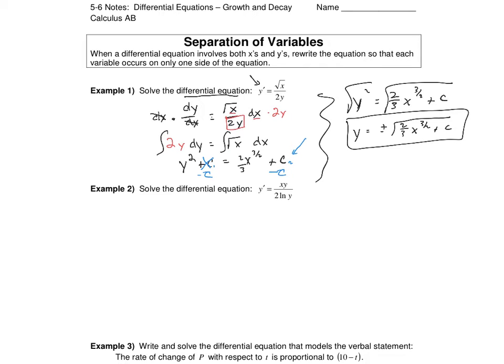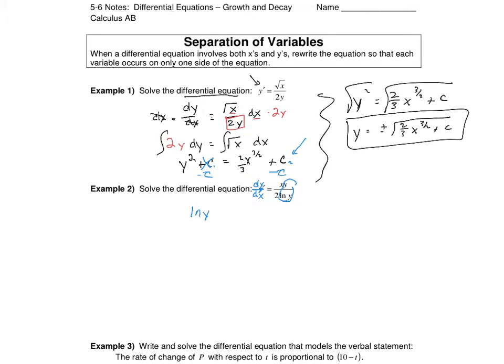We don't know what our c is because we need more information. So if they gave us an initial condition, then we can solve for that c value. All right, so big picture here, we're moving y's to the left, we're moving x's to the right. So again, I would rewrite this. I wouldn't use a y prime. I would use a dy dx notation. So I can see my y's here are going to need to just move over to the other side.